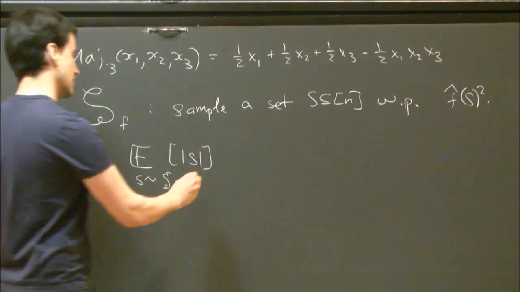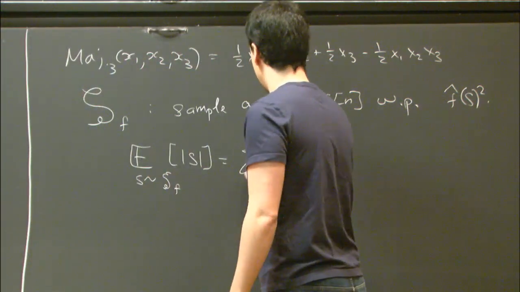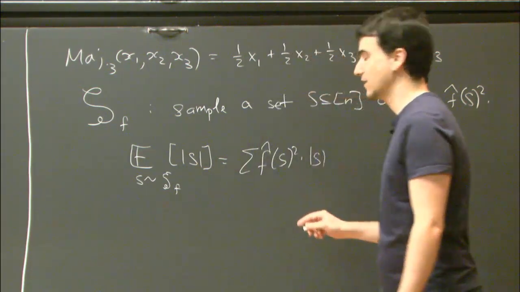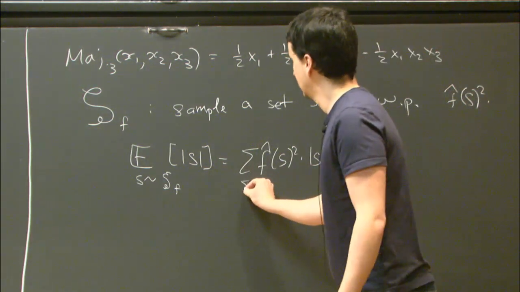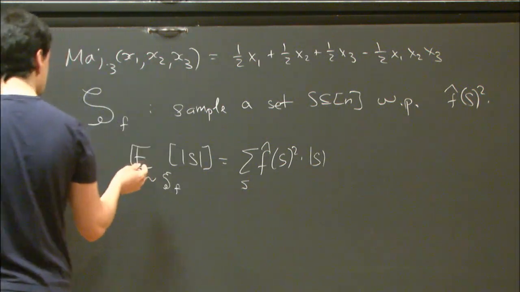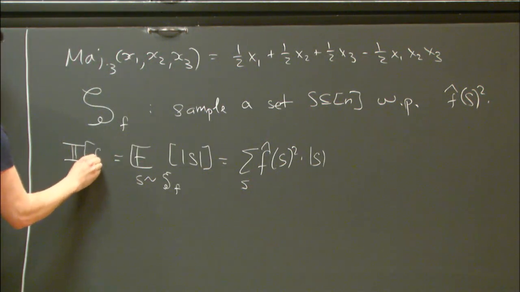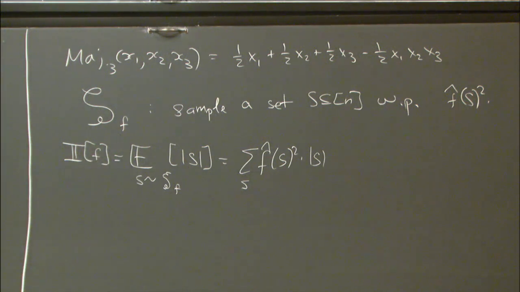So this is just the sum of squares times the size of the set. Same thing, and this is usually denoted by the influence of the function. There is also a combinatorial way to define this influence, and it matches this thing. We will later discuss it.